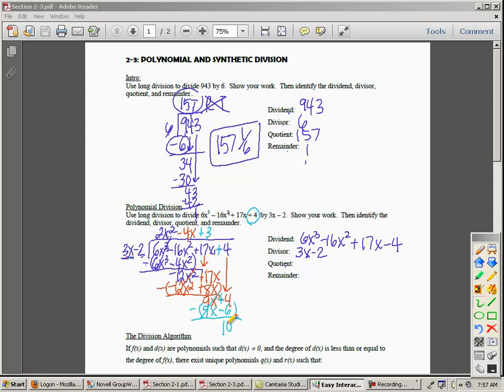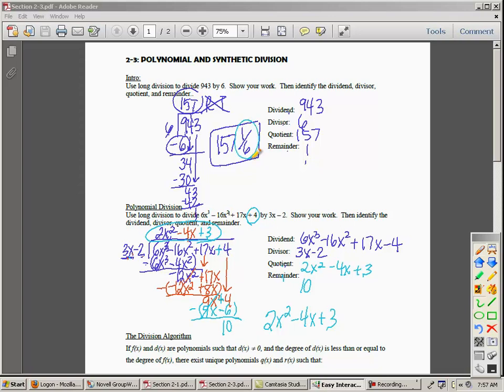So take a look. Our quotient is what's on top. So our quotient is 2x squared minus 4x plus 3. Our remainder is 10. And if we don't specifically ask you for these separately, then here's the answer we're looking for. If we just ask you for the answer, it should be 2x squared minus 4x plus 3.